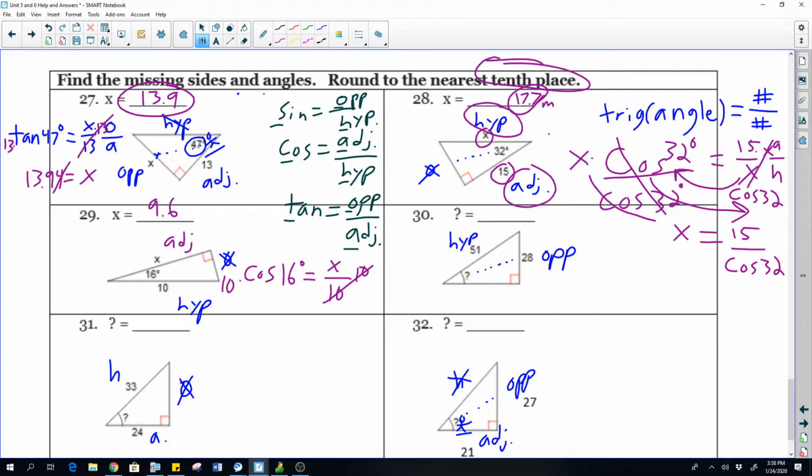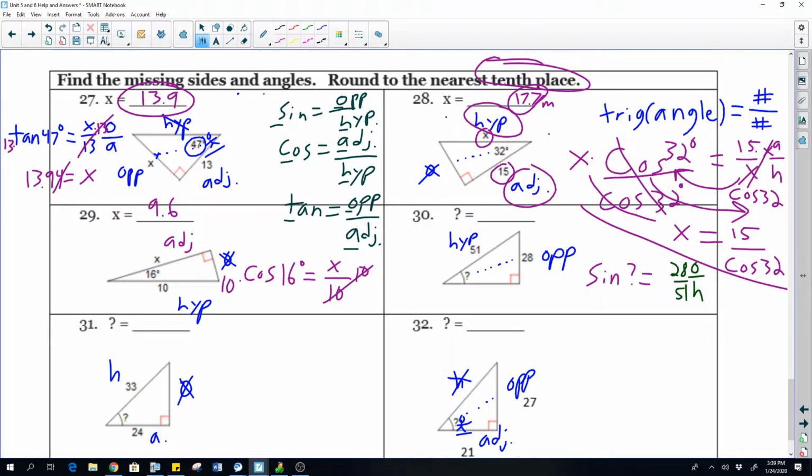Okay, next one is opposite over hypotenuse, and opposite over hypotenuse is sine. This one is different, it's tricky. We don't know what the angle is. So sine of some angle is equal to opposite over hypotenuse, which is opposite 28 over hypotenuse 51.